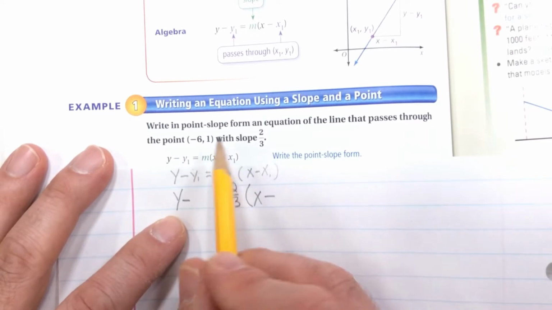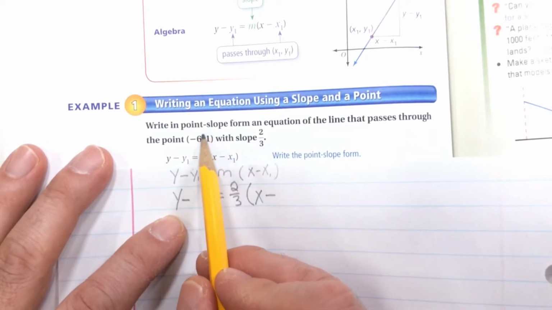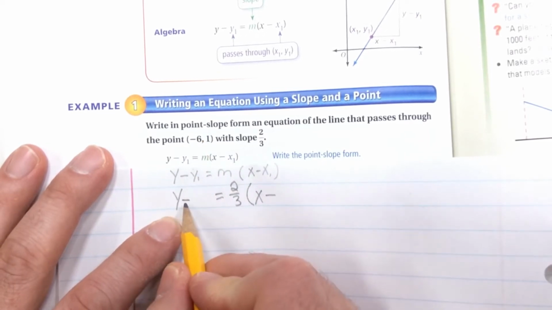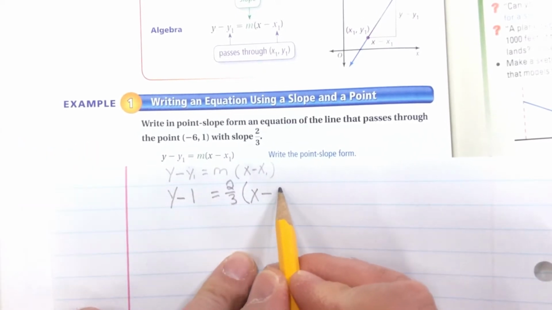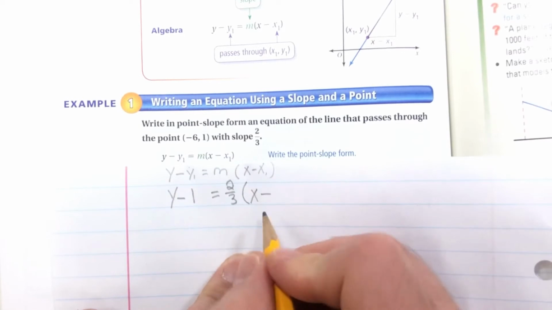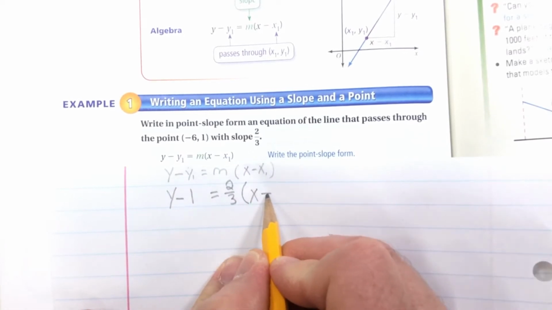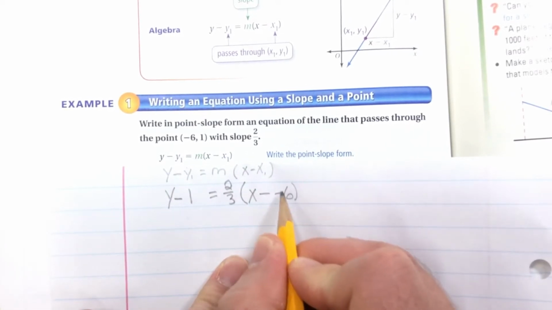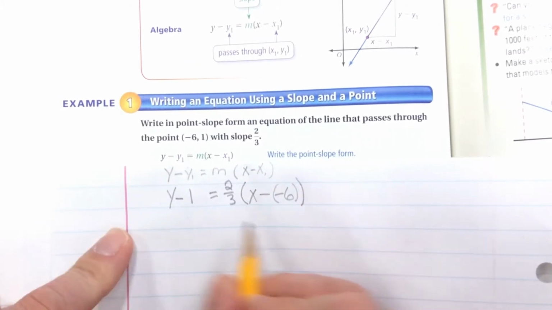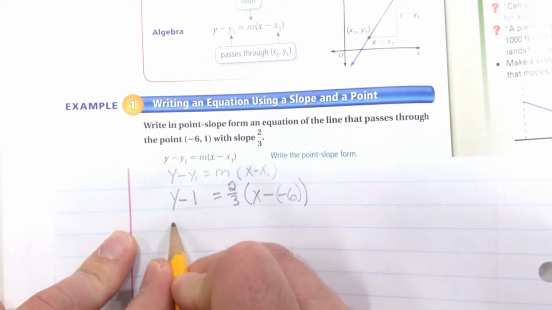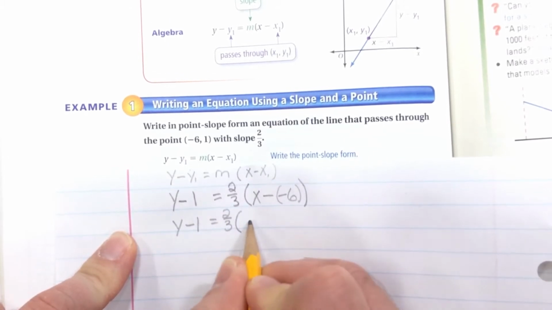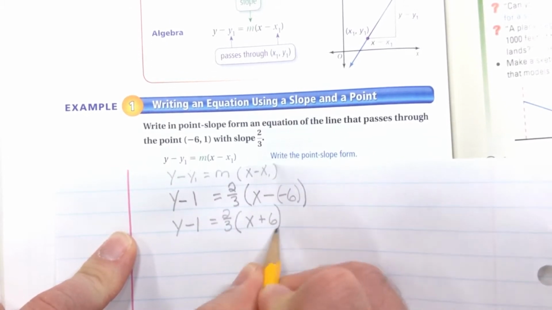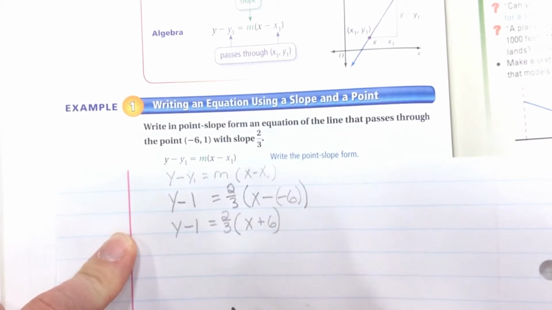And now we look for our y term. And our y term is this right here, our 1. So y minus 1. That goes right there. And over here, we put our x term, and our x term is -6. So we have to be careful because it's x minus -6. Well, we can simplify this a little bit. Y minus 1 equals 2/3 times x plus 6. Just taking those two and making it a plus.